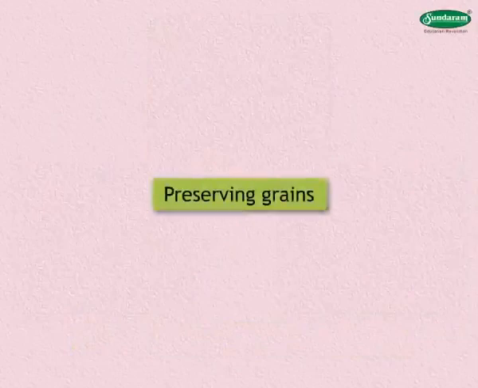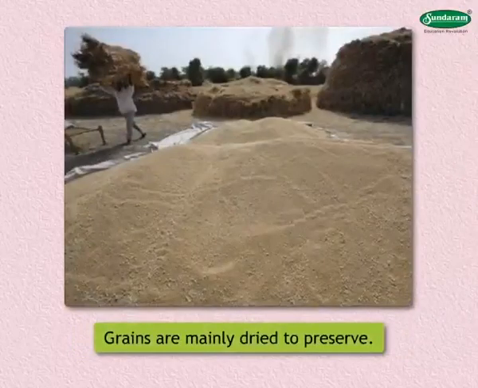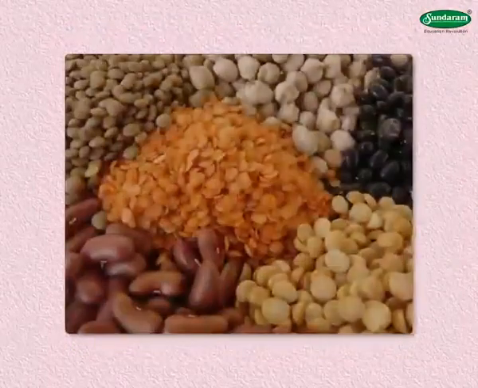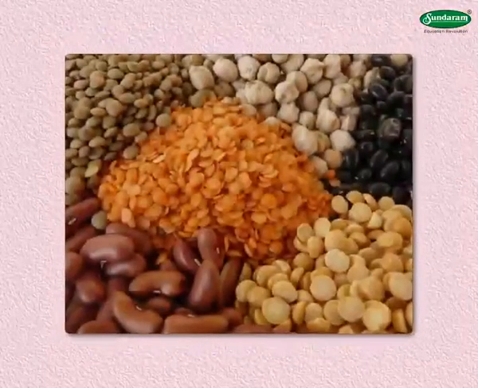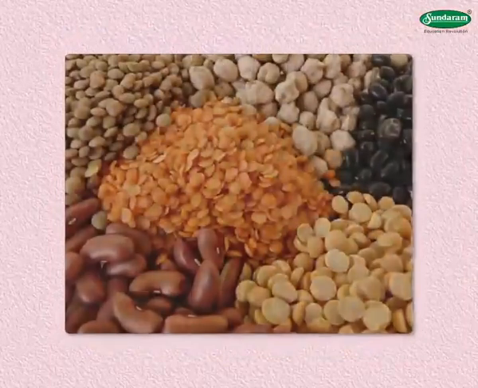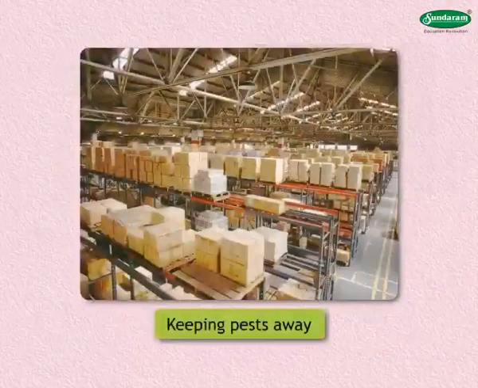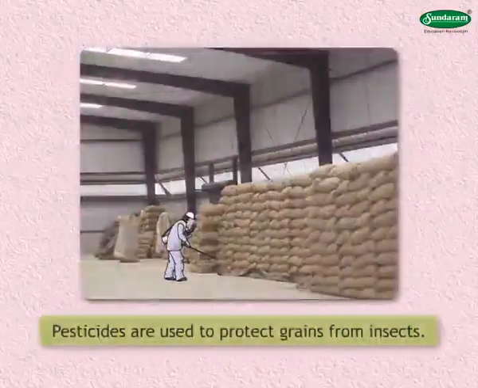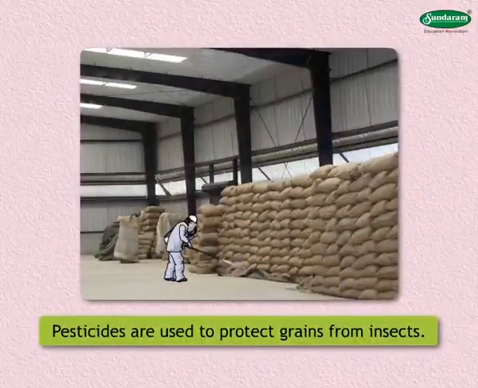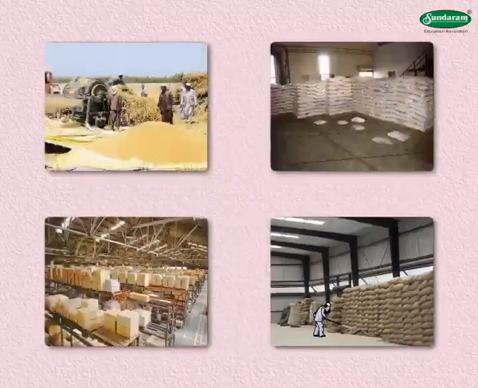Preserving grains. Grains are mainly dried to preserve them. The shelf life of the grains increases when the water content of the grains is reduced. Sun drying, storing in a dry place, keeping pests like mice and rats away from the places of storage, using neem leaves or pesticides to protect the grain from insects are some of the methods of protecting grains.